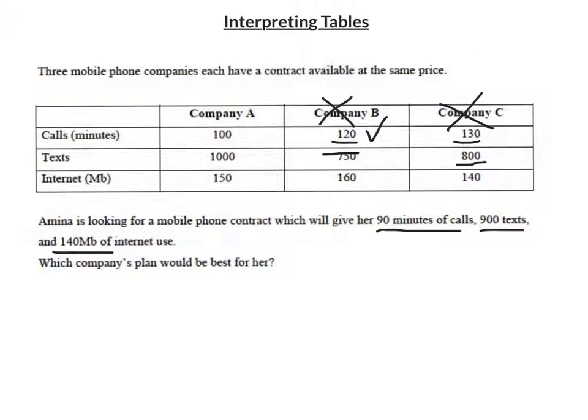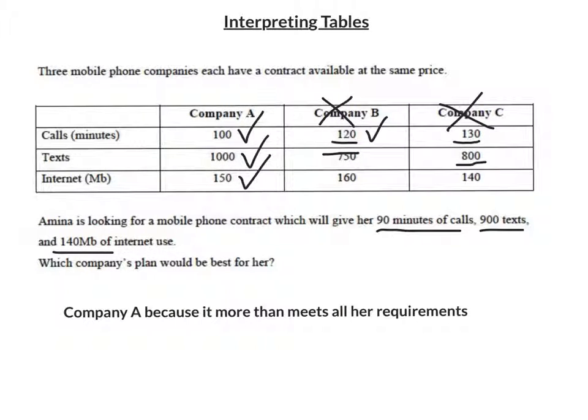Company A has 100 minutes, that's more than 90, that's good. 1,000 texts, that's more than 900, that's good. And 150 megabytes of data, so that's good. So we would choose company A, and then we would write company A because it more than meets all her requirements.